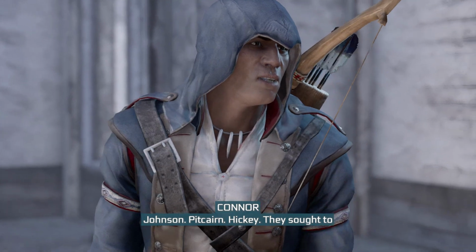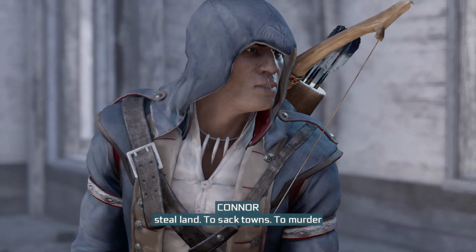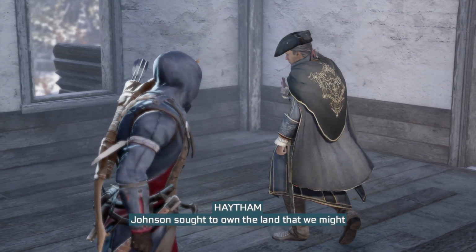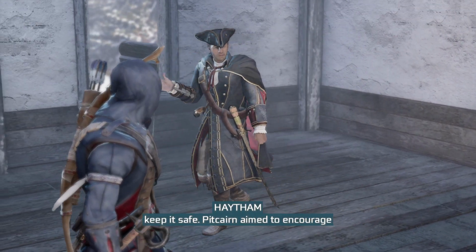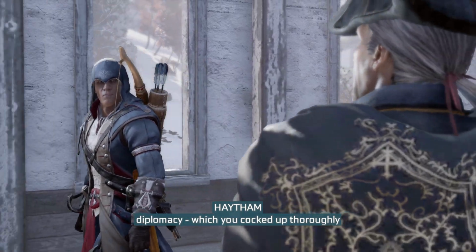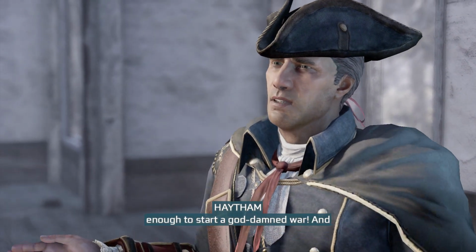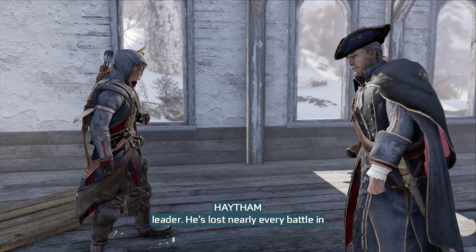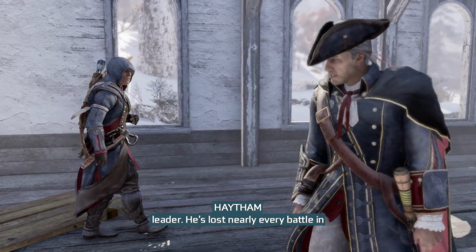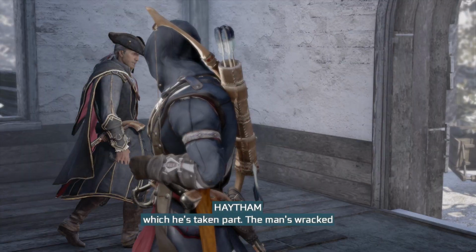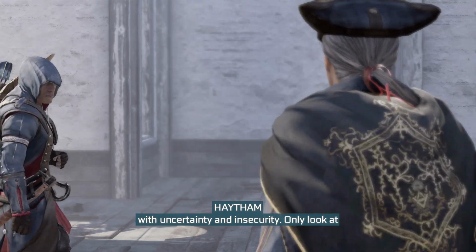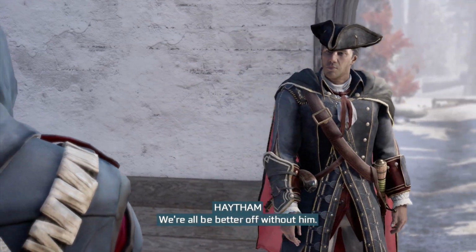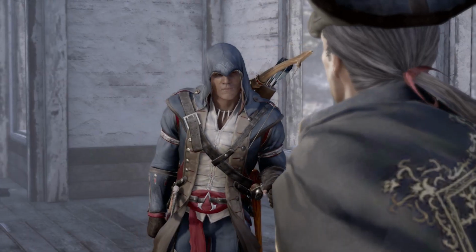Johnson, Pitcairn, Hickey, they sought to steal land, to sack towns, to murder George Washington. Johnson sought to own the land, that we might keep it safe. Pitcairn aimed to encourage diplomacy, which you cocked up thoroughly enough to start a goddamn war. And Hickey? George Washington is a wretched leader. He's lost nearly every battle in which he's taken part. The man's racked with uncertainty and insecurity. Only look at Valley Forge to know my words are true. We're all better off without him.